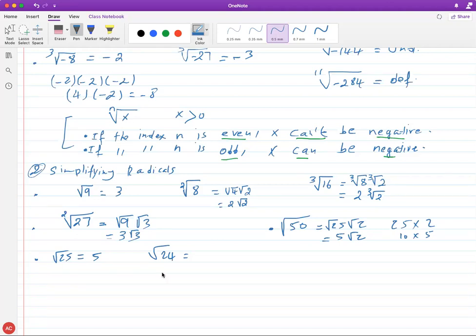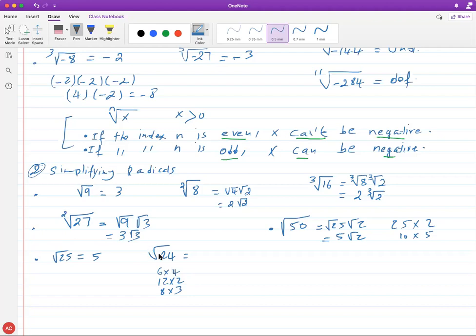6 times 4. 6 and 4, then 12 and 2, then 3 times 8. That's right. So all these multiply to 24, but only one of them is going to be helpful in simplifying this. Which one will give you a perfect root, at least for one of the numbers? 8 and 3. 6 and 4.